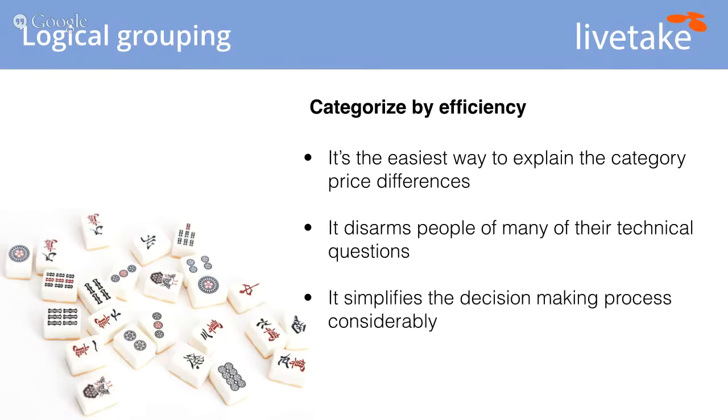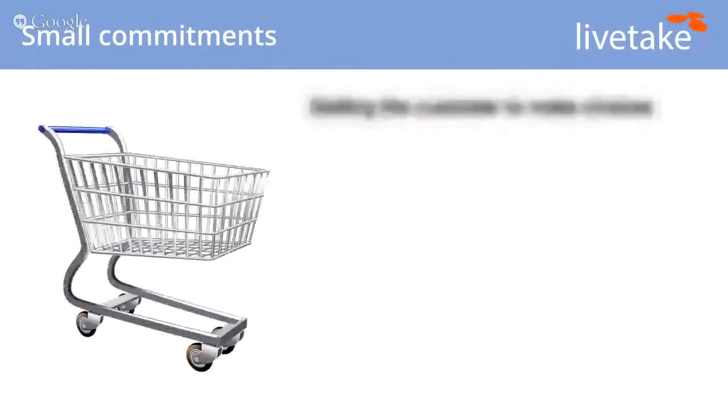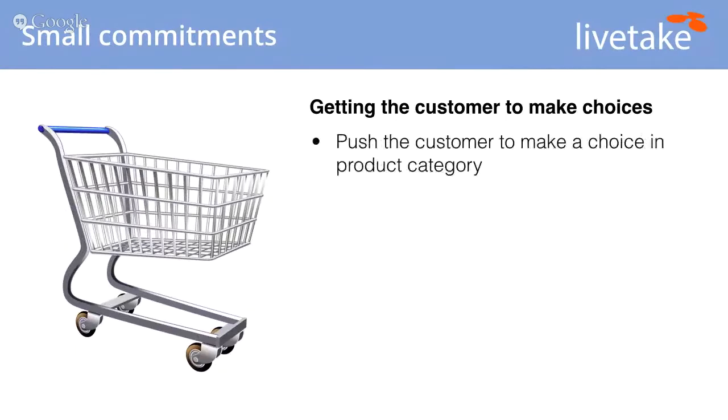This also considerably simplifies the decision-making process for a customer, because now it's really black and white as to what choices they've got. So you'll want to move from this then to generating some small commitments, right? And this is getting the customer to make choices. So push the customer to make a choice in the product category. That's your first mission, and that's your first miniature commitment.